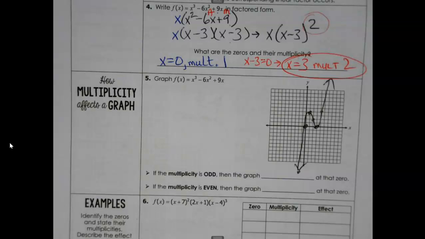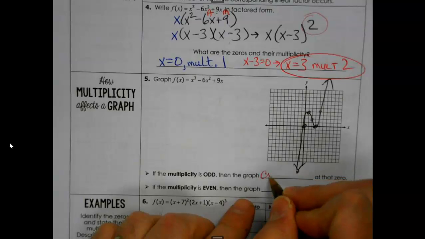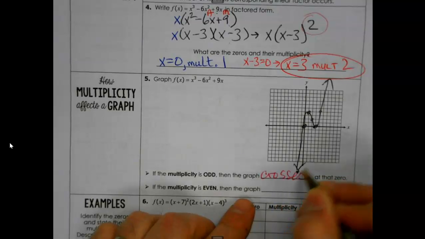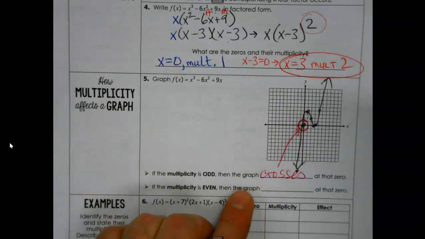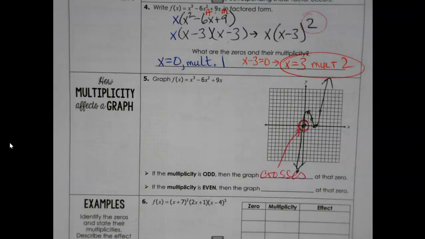At 3, though, it starts to come down. It just kisses the x-axis and goes back up. If you get that bounce, where it just hits it and then goes the other direction again, that's where your multiplicity is coming in. So, if the multiplicity is odd, the graph crosses that 0. So that would be an example of an odd multiplicity. It went straight through 1 time, there it is.